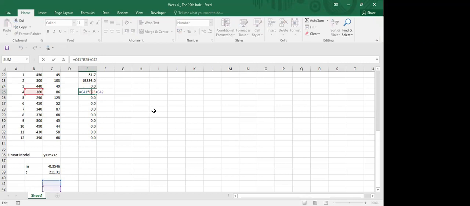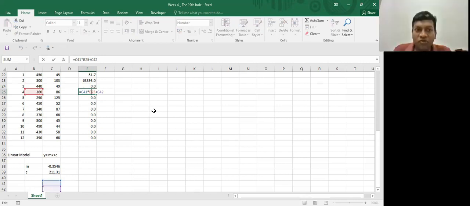So we don't want the relative referencing to kick in. We want to lock those cells, which is what is called absolute referencing. And to do that, we insert a $ sign before the cells.